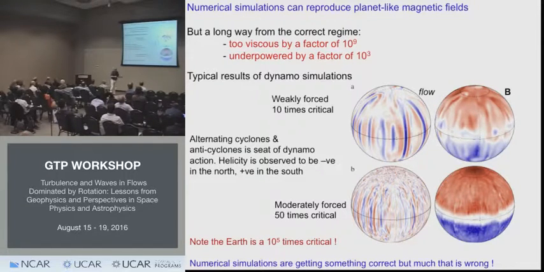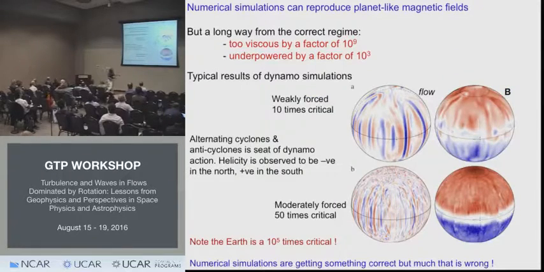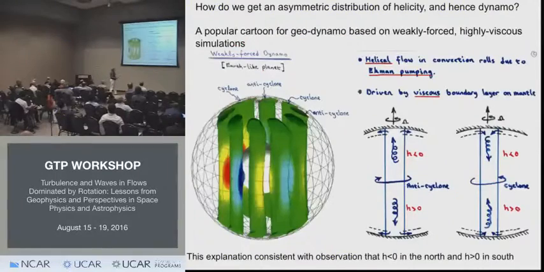Okay, so I said earlier, the key point, if you want a dynamo, is that the helicity must be one sign in the north, another sign in the south. So let's ask, why should that be? And I think people were really very influenced in the early days by this quasi-static image where you get these massive, great, lazy, columnar Taylor-Proudman type columns that just sit there doing very little except grind away on the mantle. And so a cartoon emerged that, well, maybe the helicity is driven by Ekman pumping, these things just sitting there grinding on the mantle.